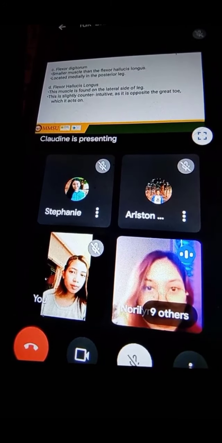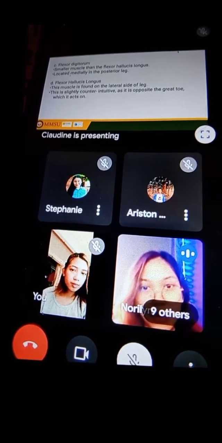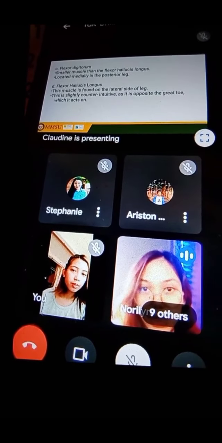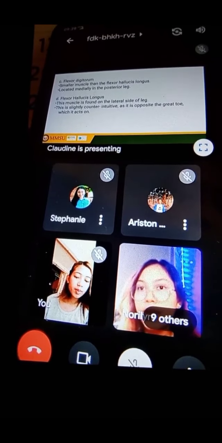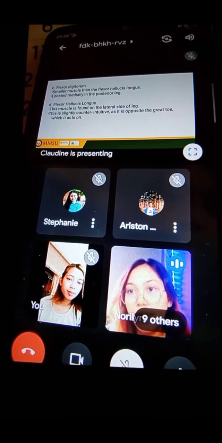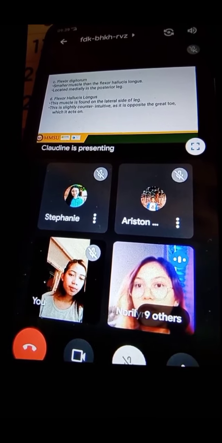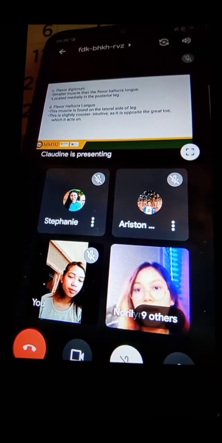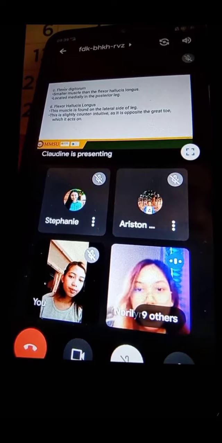Next, or the last one, is the flexor hallucis longus. This muscle is found on the lateral side of the leg. This is slightly counterintuitive as it is opposite the great toe which it acts on. So its attachment, it originates from the posterior surface of the fibula, attaches to the plantar surface of the phalanx of the great toe. Its actions, it flexes the great toe, and the innervation is the tibial nerve. Next one.